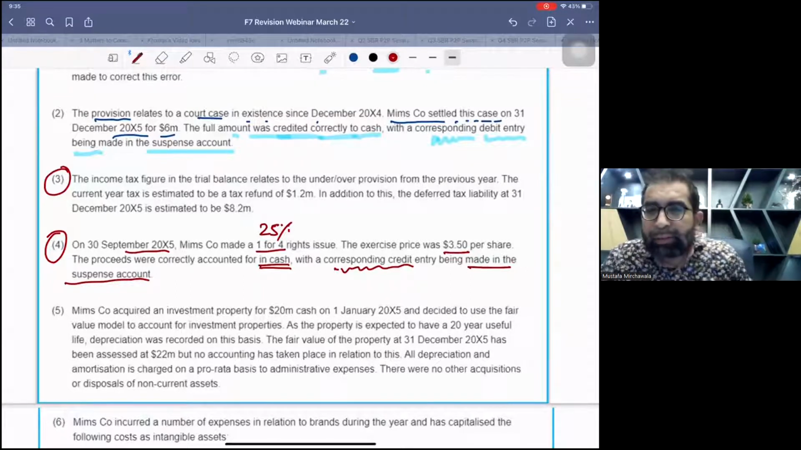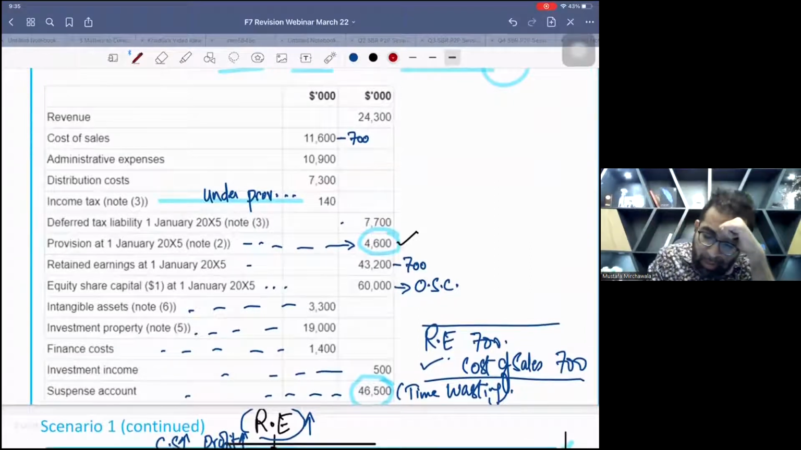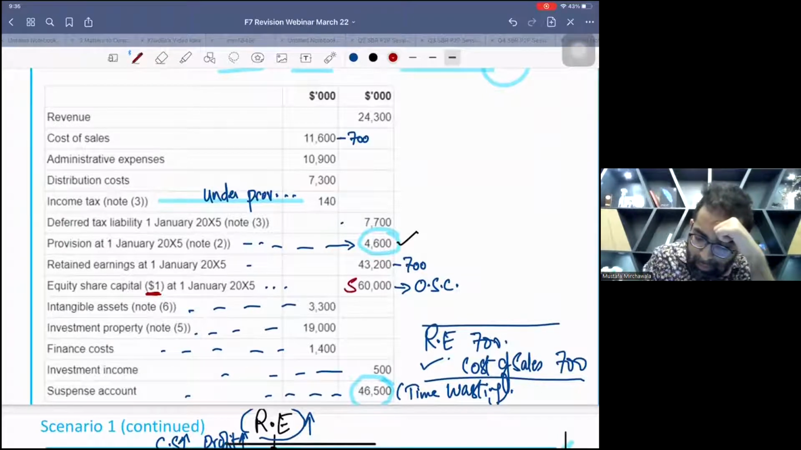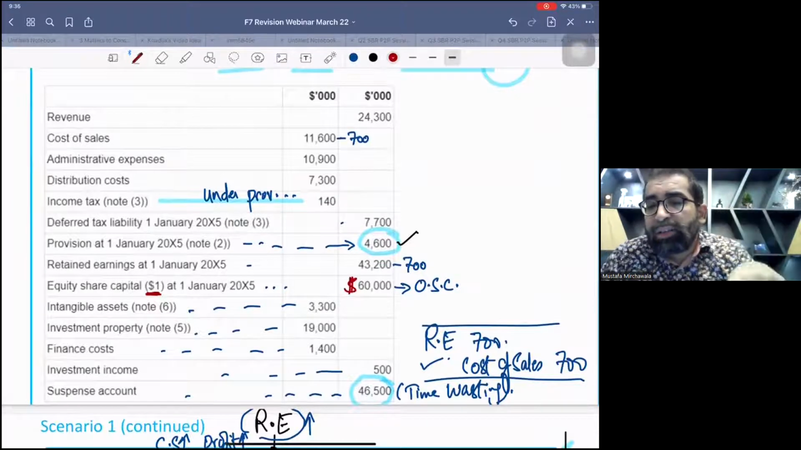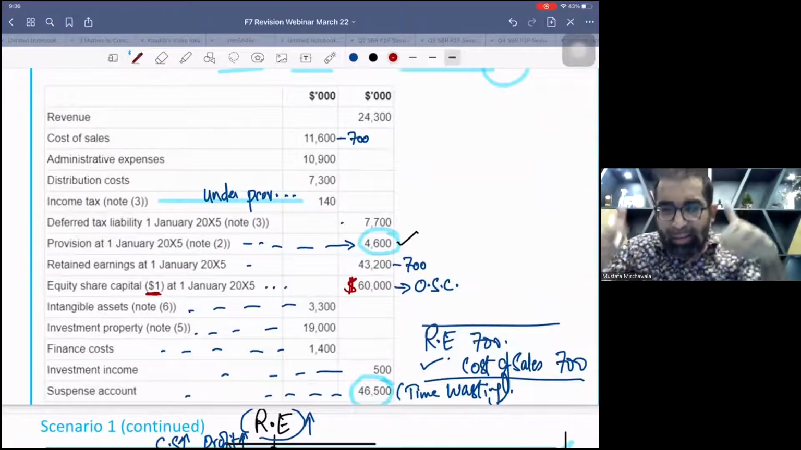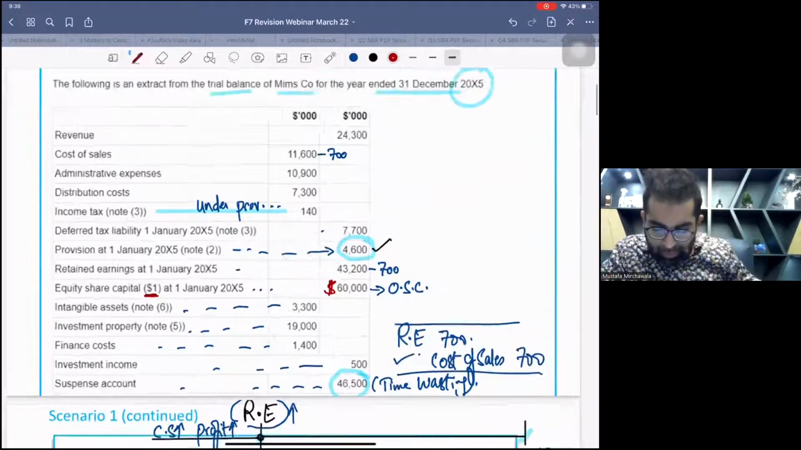Now, first of all, look at the share capital at the beginning of the year. Let me move the screen. What was the share capital? See the question. The share capital was 60,000 and face value is 1. Don't forget the face value. Ordinary share capital is $60,000 and face value is $1 per share. So number of shares obviously is 60,000 shares.